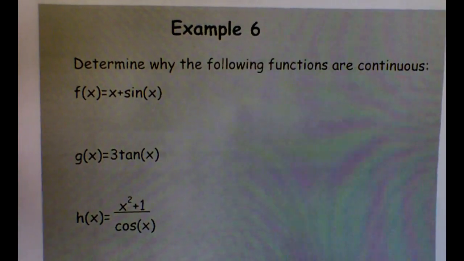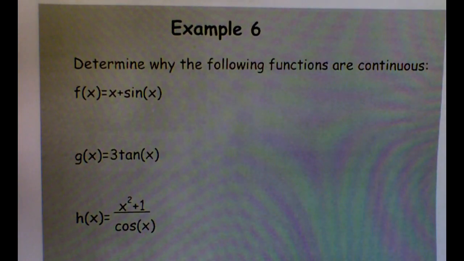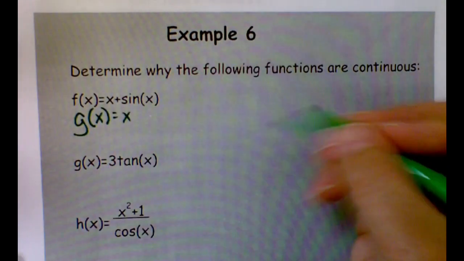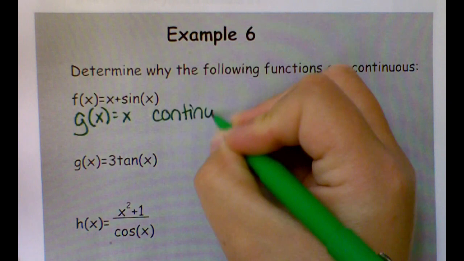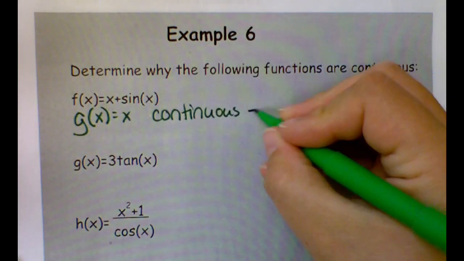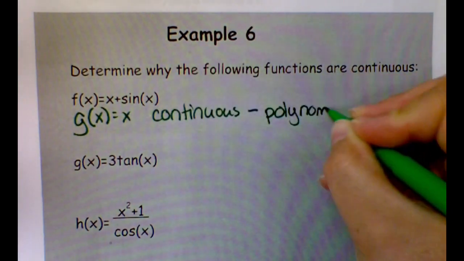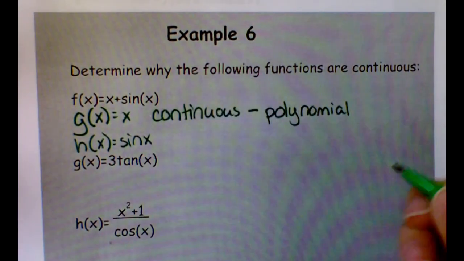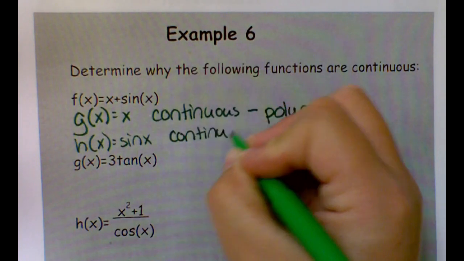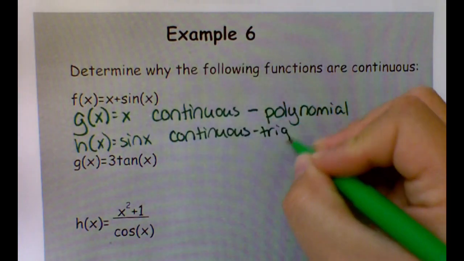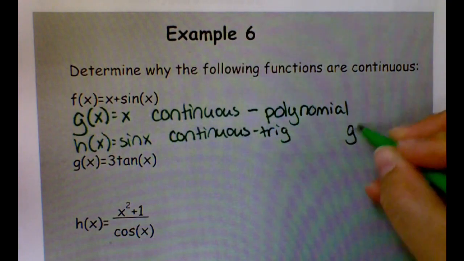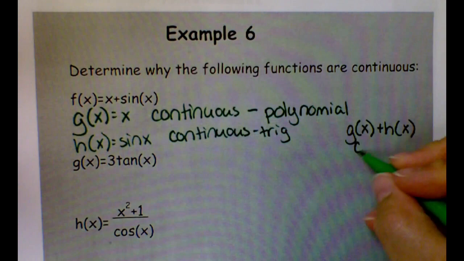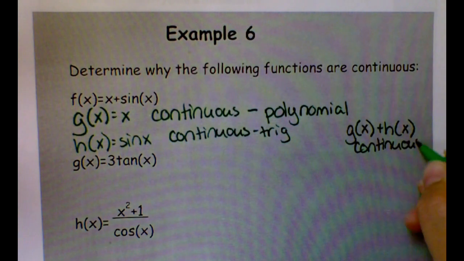So let's determine why each of these are continuous. x plus the sine of x. Well, if I call g of x, x, I know that's continuous because it's a polynomial. And if I call h of x, the sine of x, I know that's continuous because it's a trig function. And if I just take g of x plus h of x, I know that's continuous because of those properties we just talked about.